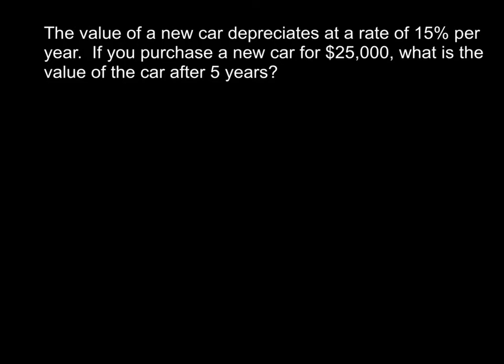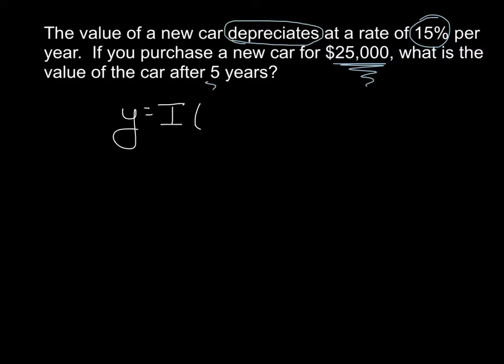So now we have an example of exponential decay. We have a new car that loses its value at a rate of 15% per year. The car is originally worth $25,000, and we want to know what it's worth after 5 years. So exponential decay looks very much like exponential growth. We start off with an initial value. We've got 100%, except instead of adding a rate, we're subtracting a rate. So this will be decreasing at a rate of 15% per year.